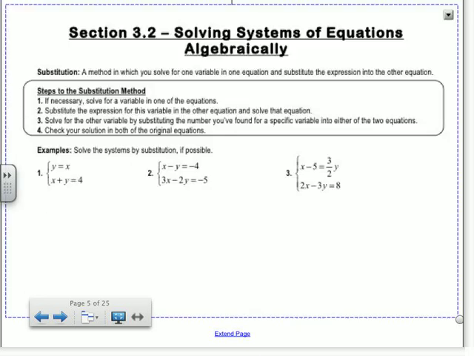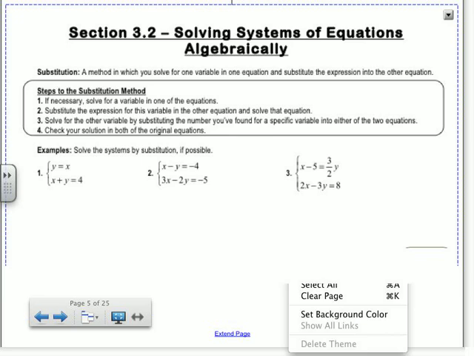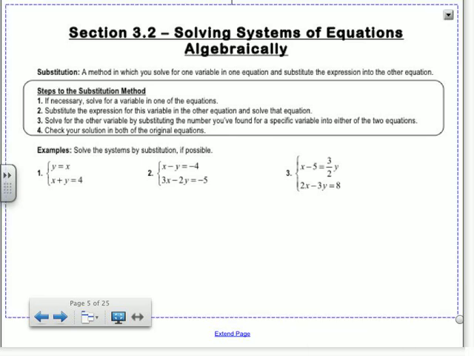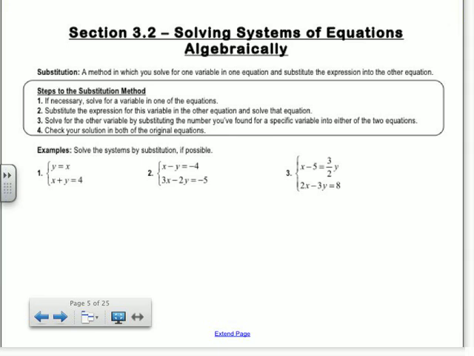So 3.2, solving systems of equations algebraically. You probably remember this from Algebra 1, but it's been a while, so I'll do a couple of these examples. So, substitution method. You want to solve for one of your variables.